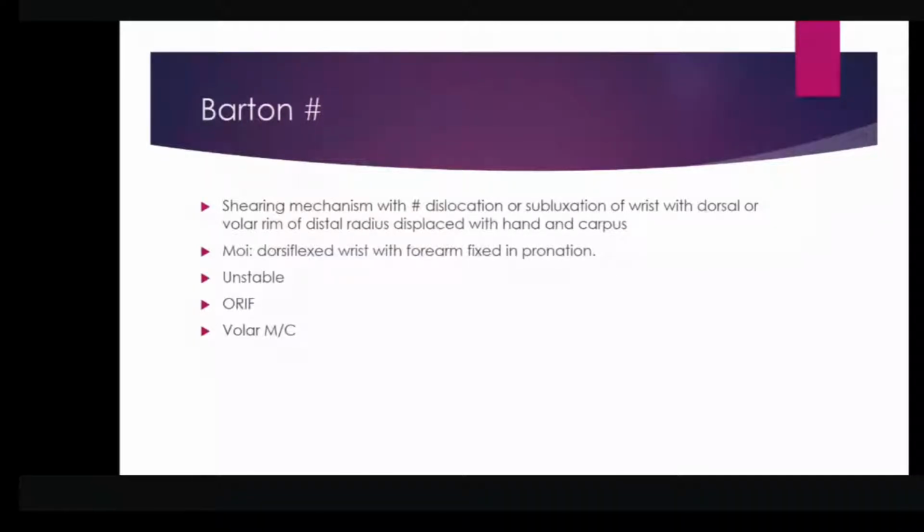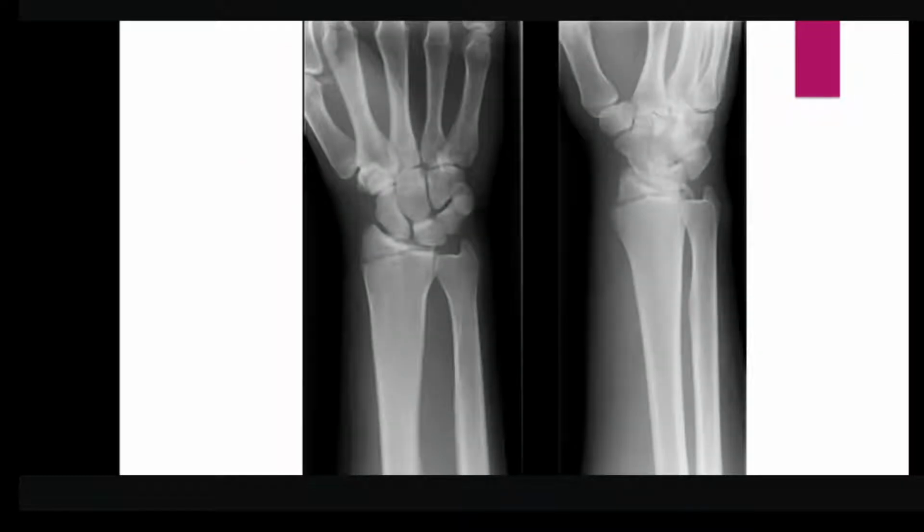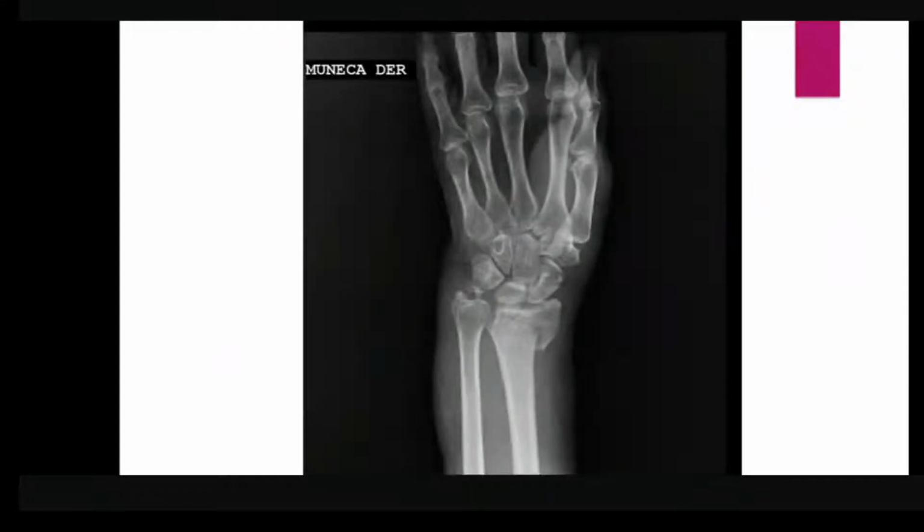See this X-ray. Basically, the distal part of the radius is sheared, and along with the carpus it moves either volarly or dorsally. If you see the AP view, you cannot delineate that, but in the lateral view, you will see the carpal bone along with the volar rim displaced volarly, or the carpal bone along with the dorsal rim of the fracture displaced dorsally.